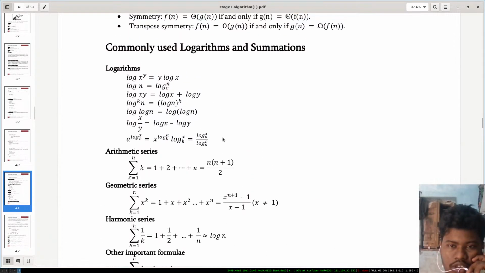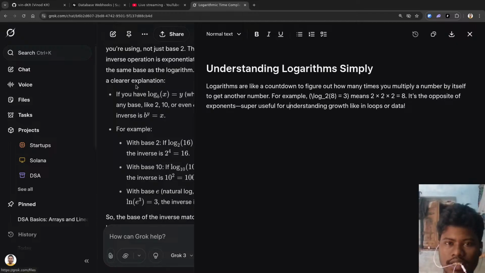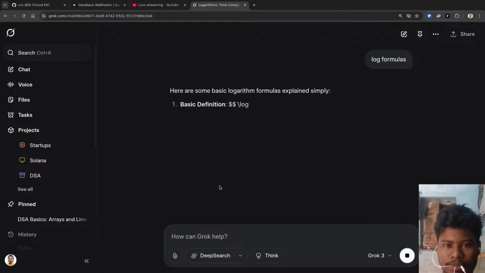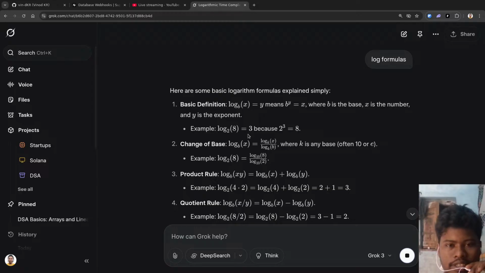Okay, so that's a lot of formulas in here. Let's read it one by one. Let's understand this here. Log formulas. This is some basic logarithm formulas explained simply.